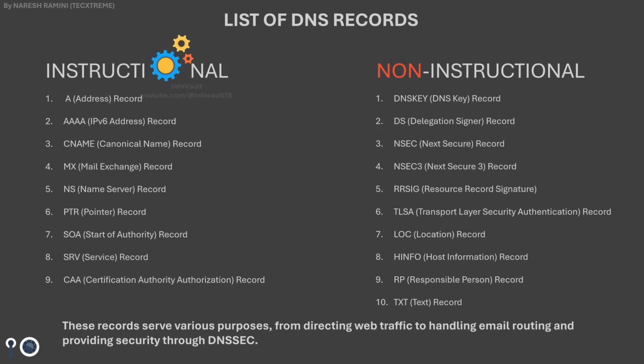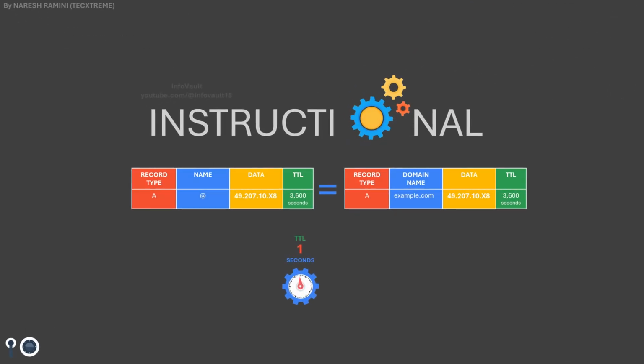DNS records can broadly be categorized into those that consist of instructions and those that do not. An instructional DNS record contains a set of instructions that a DNS resolver follows when processing that record. An example of an instructional DNS record is an A record. The four components that describe an A record are: 1. The DNS record of type A indicates that it's a DNS record of type address, meaning it contains the IP address of the server hosting the website or service of the domain name to which the DNS record applies to.